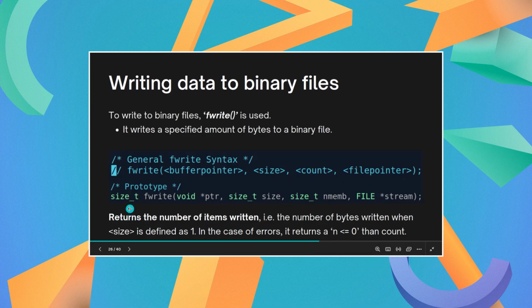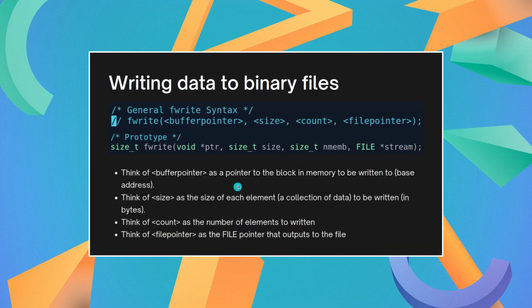When working with fwrite, it gives us the number of items written. In other words, it returns the number of bytes written when size is defined as 1. In the case of errors, it returns a number that is less than count. Now, I understand that the parameters at first glance, or the first time you hear them, may sound very confusing. But think of it like this.